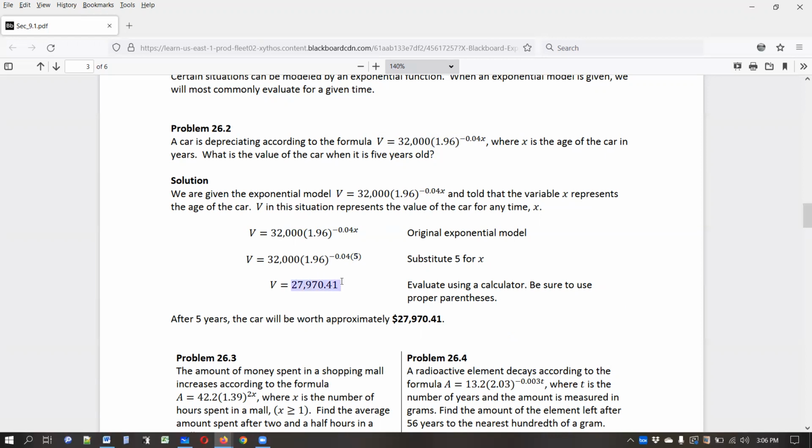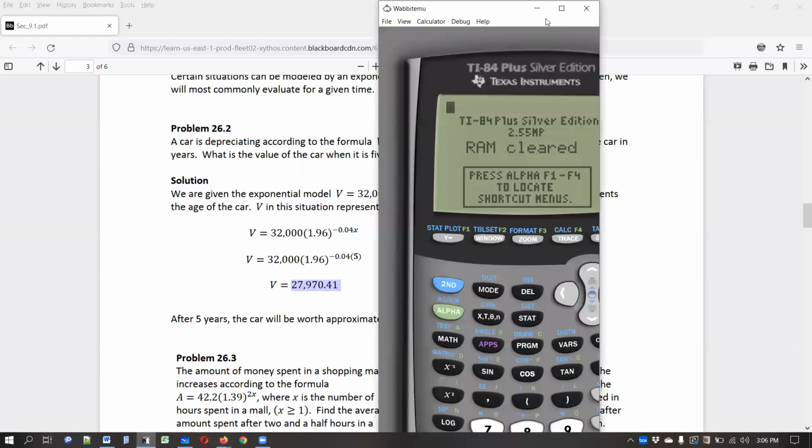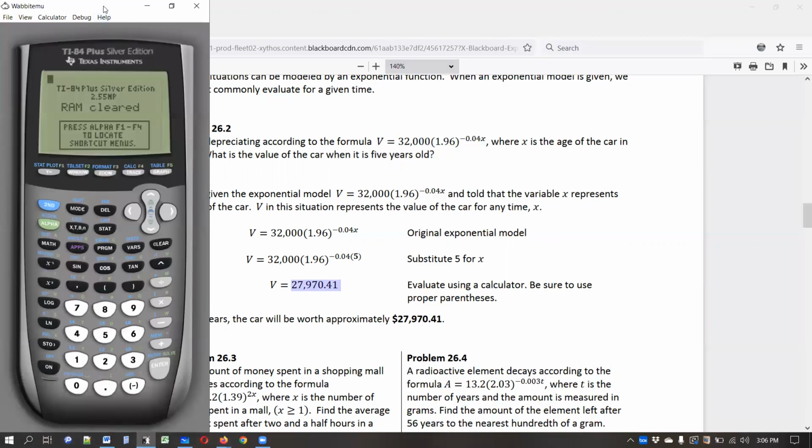And we should be able to get this. So this is a calculator problem, and I'm going to show you here. So here is my calculator. And let's clear that. And all I need to do is make sure that I enter this information correctly. And I'm going to show you here how to do it.